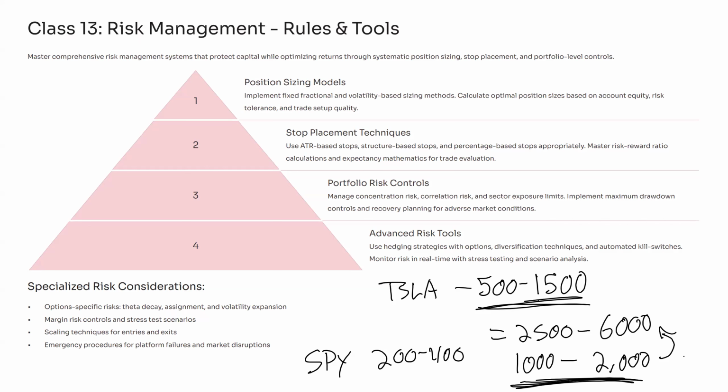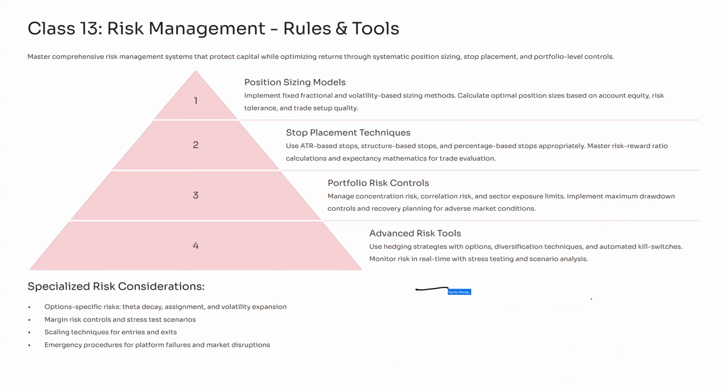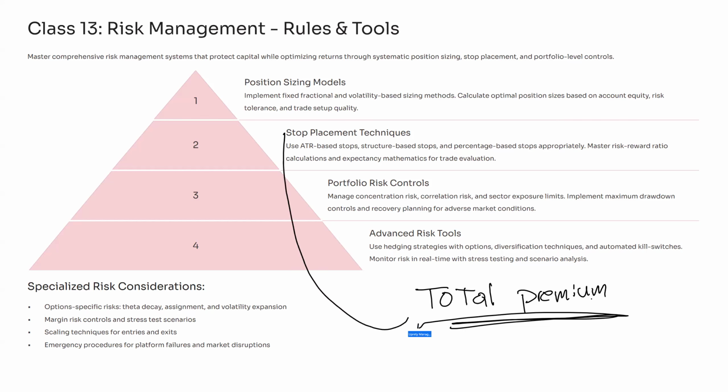So the most important thing we have to focus on is our total premium cost. This is the most important thing that we first have to learn before we get fully into position sizing. The first thing you have to know is whatever account I'm trading on, I'm just going to use a $5,000 account for example. If I'm trading on a $5,000 account, it doesn't mean I have to spend the full $5,000 every single day.